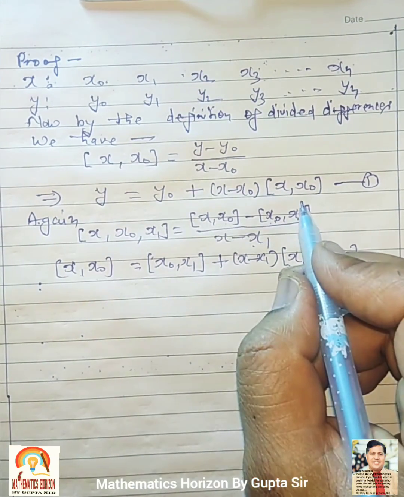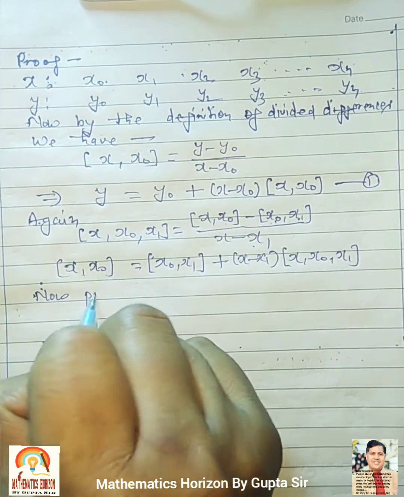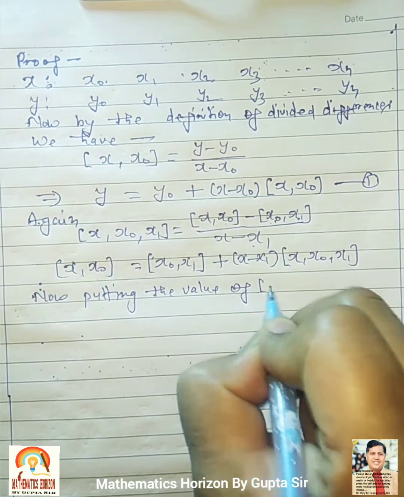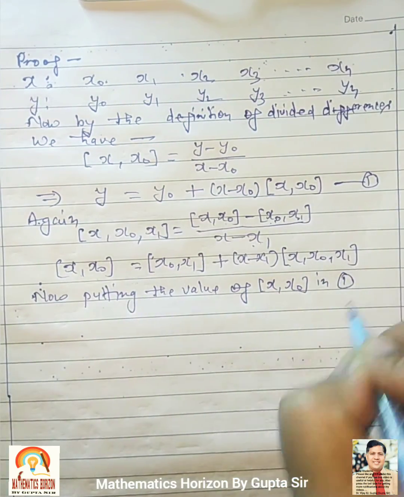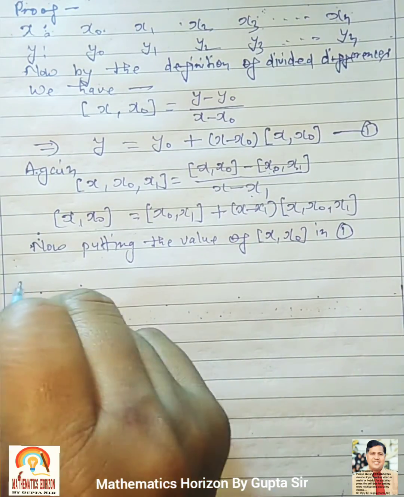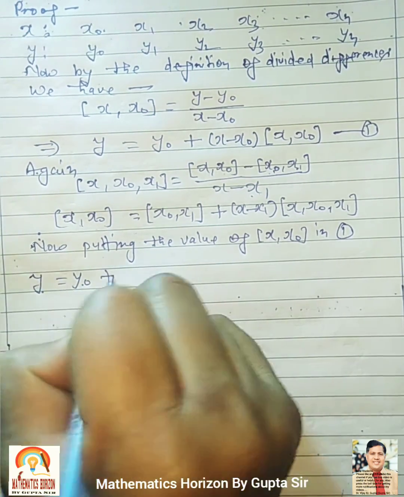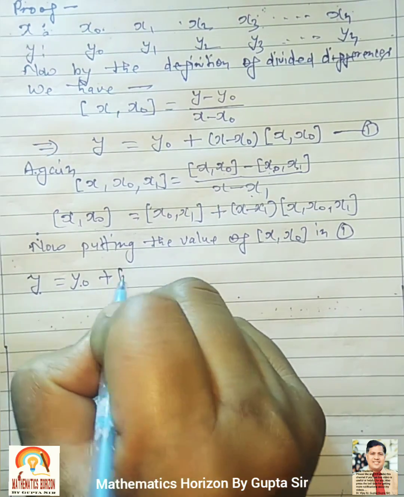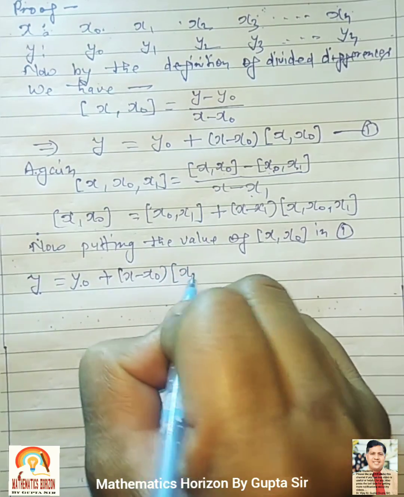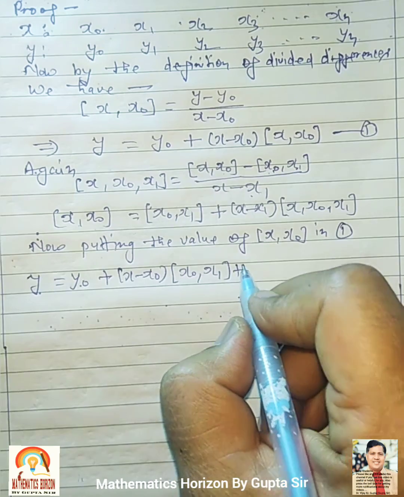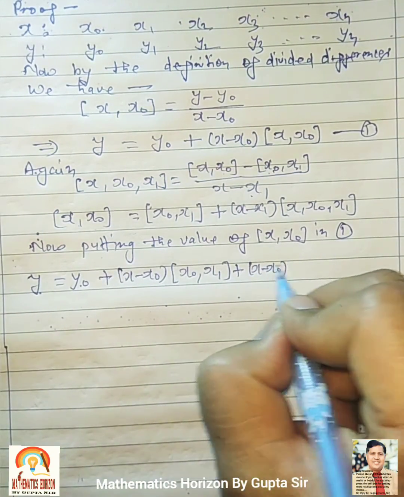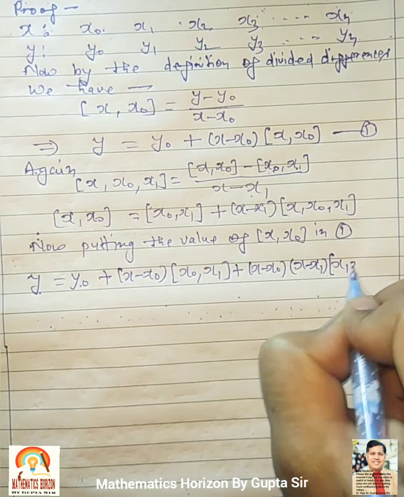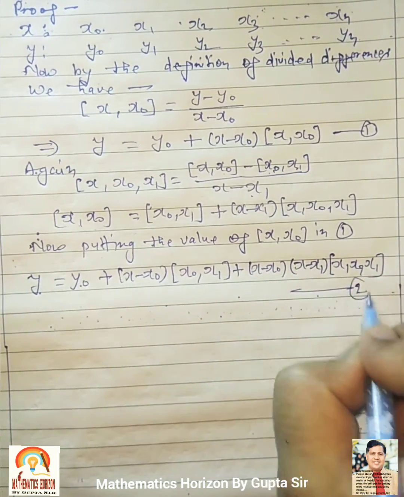Now substituting this value of f[x, x0] in equation 1, we get y equal to y0 plus (x minus x0) f[x0, x1], and after simplifying, plus (x minus x0)(x minus x1) f[x, x0, x1]. Suppose this is equation number 2.